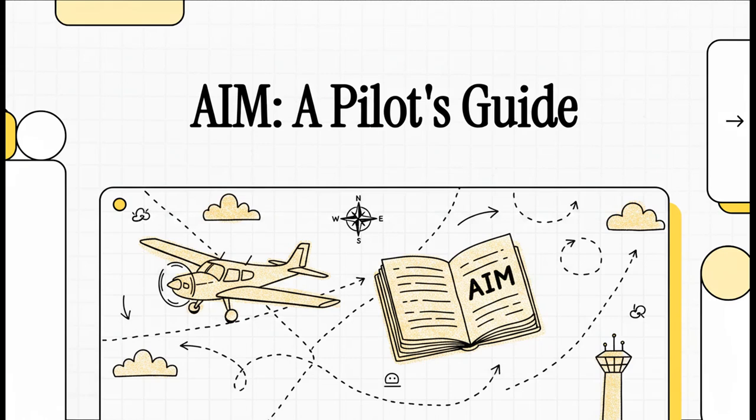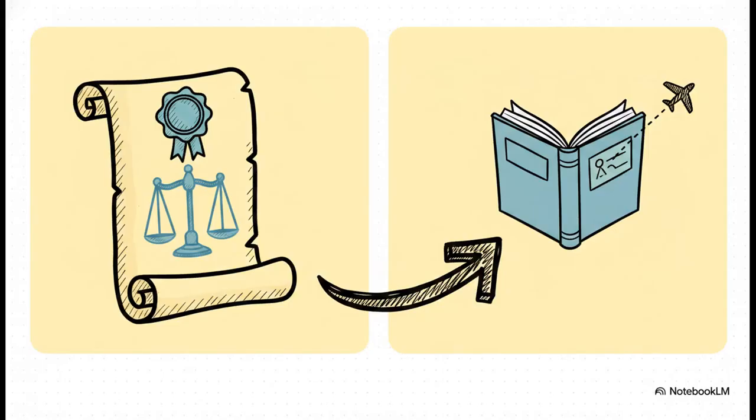Welcome! In this explainer, we will be demystifying the Aeronautical Information Manual, more commonly known as the AIM. For any pilot operating within the United States, this document serves as the essential playbook for navigating our skies safely and professionally. Now, let's begin with a very common point of confusion, especially for new pilots.